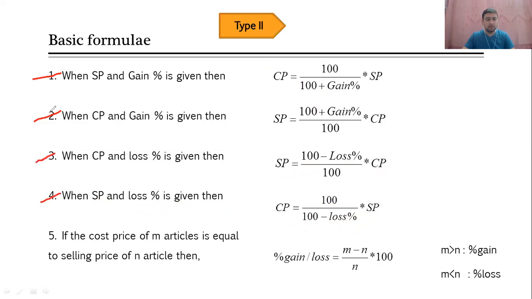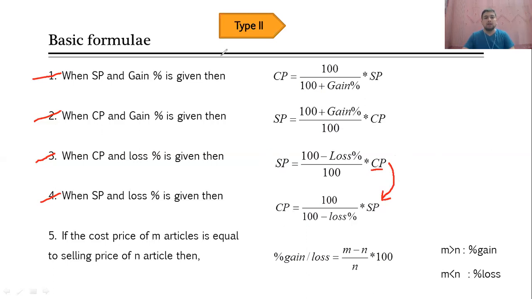So you can remember either 1 or 2, and 3 or 4. These are one and the same. From this formula you can write this. Let's say now you want to calculate CP, so you have to take this term to the left hand side. You will get this formula.